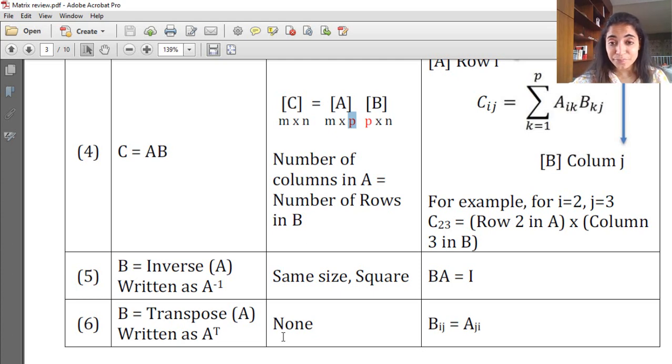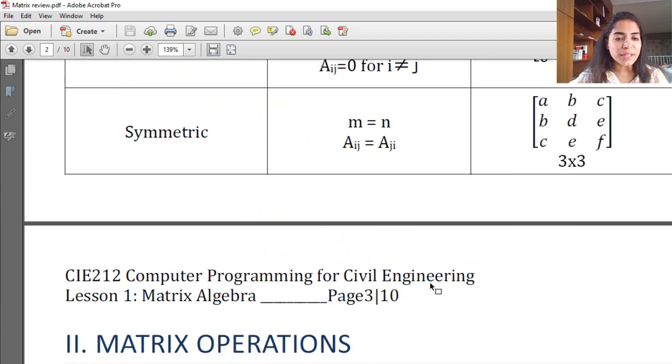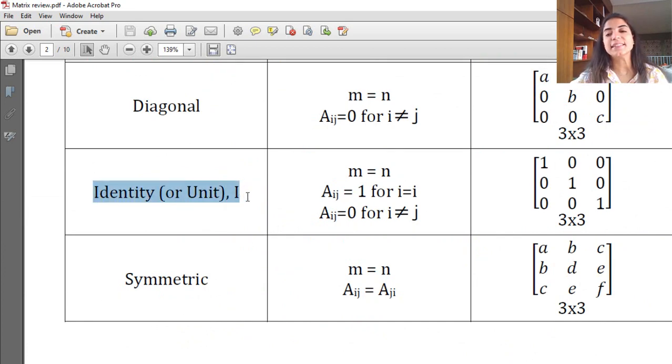And this means, guys, B times A should be equal to I. What is I, remember? In the types of matrices, I was the identity matrix. What is an identity matrix? An identity matrix is a square matrix, a diagonal matrix, where all the diagonal elements are equal to 1. And remember, the first identity matrix, which is A11, is equal to 1. The second identity matrix, 2 by 2, is 1, 0, 0, 1. And the third identity matrix, which is 3 by 3, is this one, and so on.